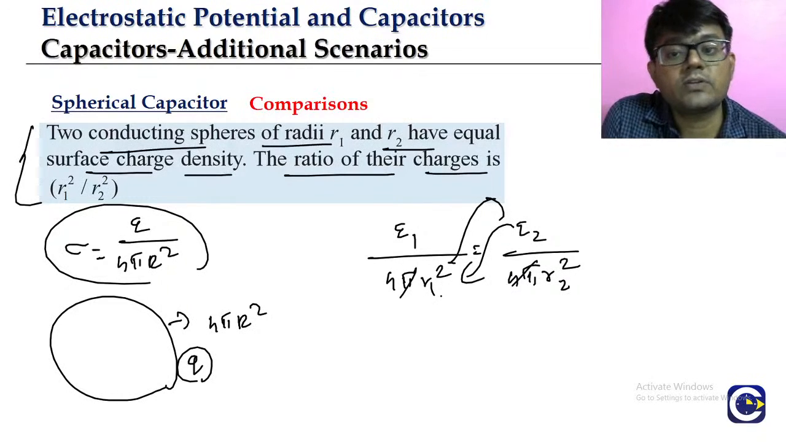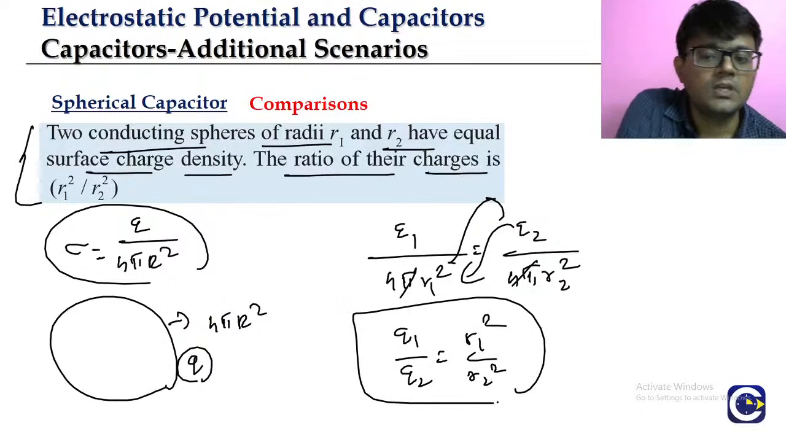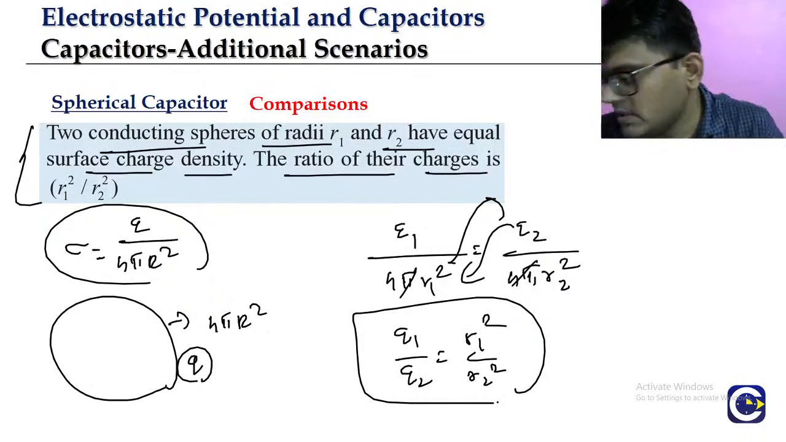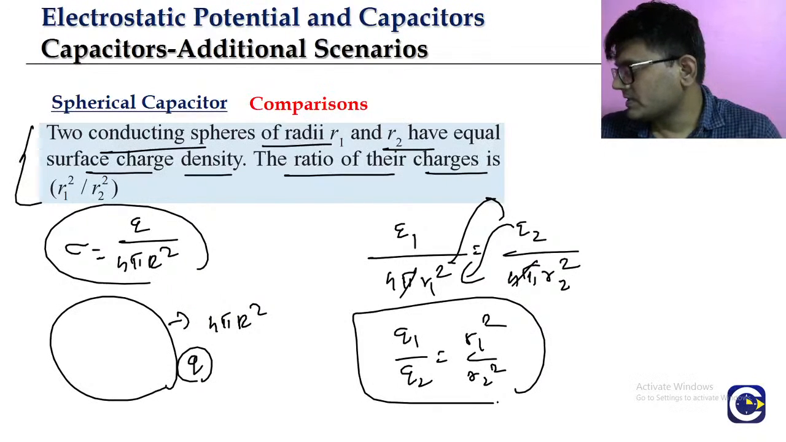Take the r1 square to the right side. Look, q1 by q2 will be what? It will be r1 square by r2 square. So the ratio of the charges is r1 square by r2 square. Okay? So like this we will be able to see some comparison type of questions.